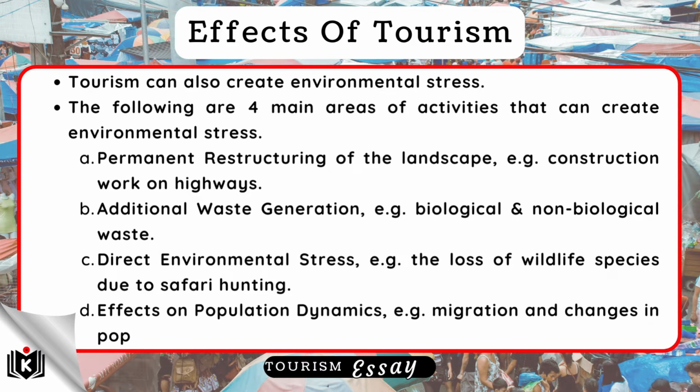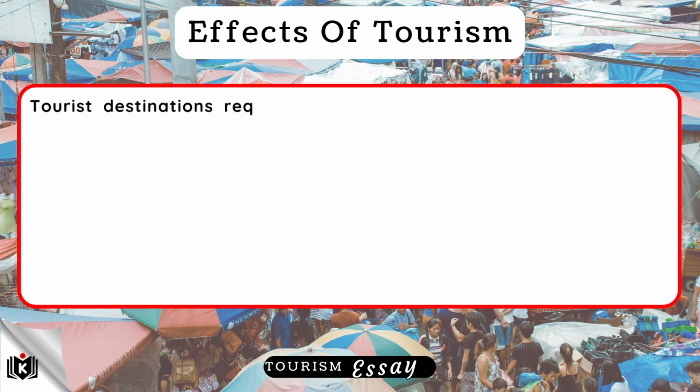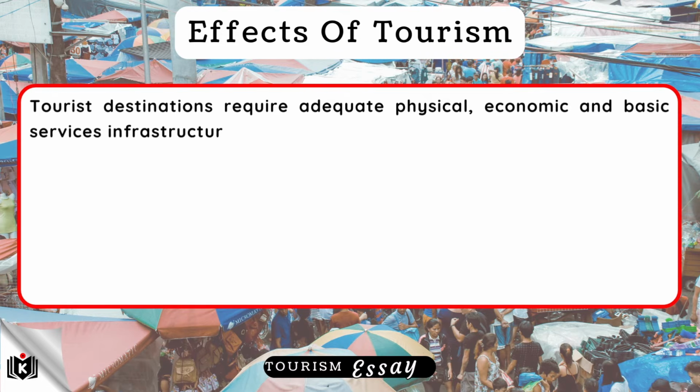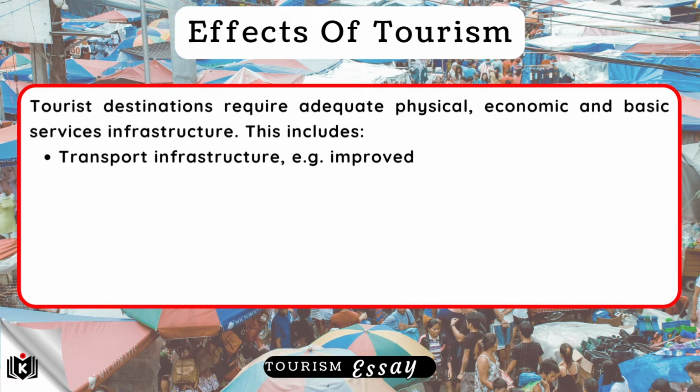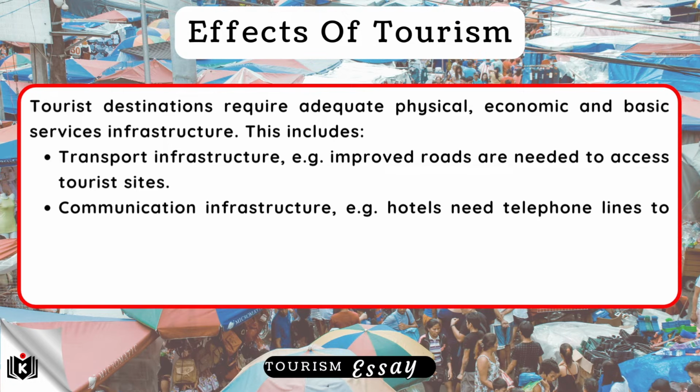For example, migration and changes in population density in response to the needs of tourist sites. Tourist destinations require adequate physical, economic, and basic services infrastructure. This includes transport infrastructure, for example, improved roads needed to access tourist sites. Communication infrastructure, for example, hotels need telephone lines to take bookings at tourist sites.